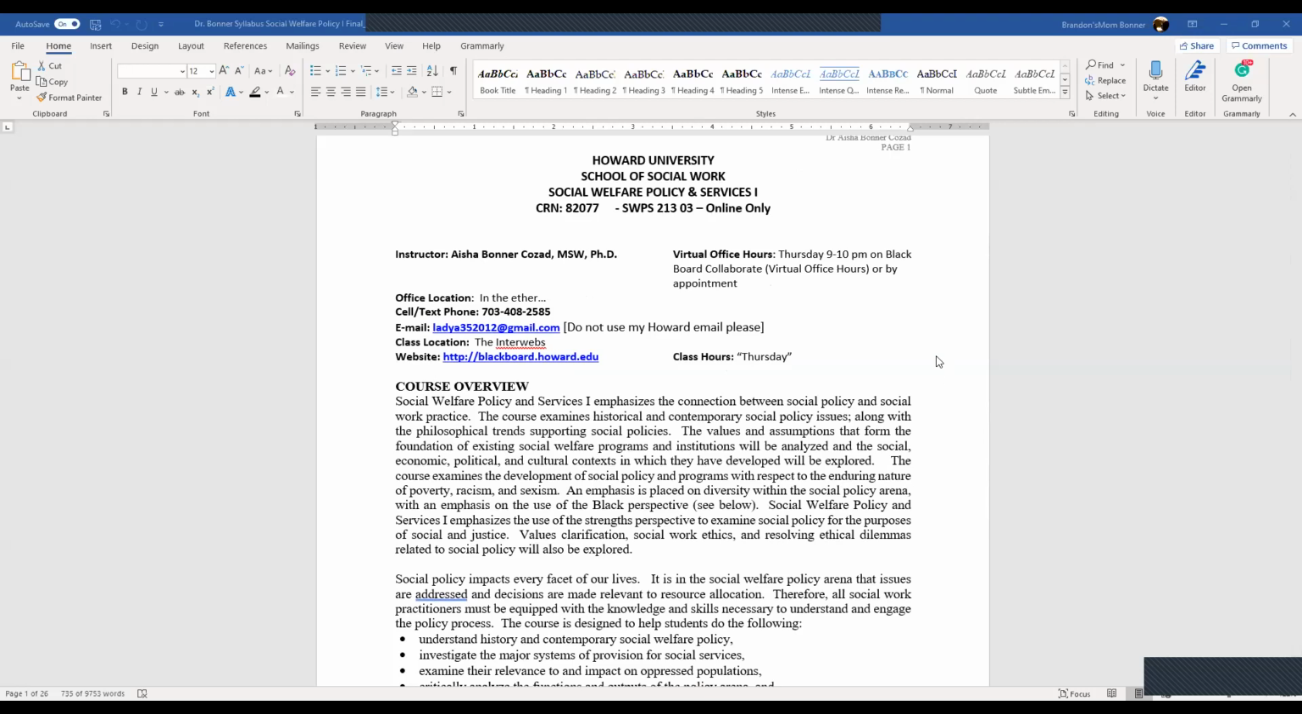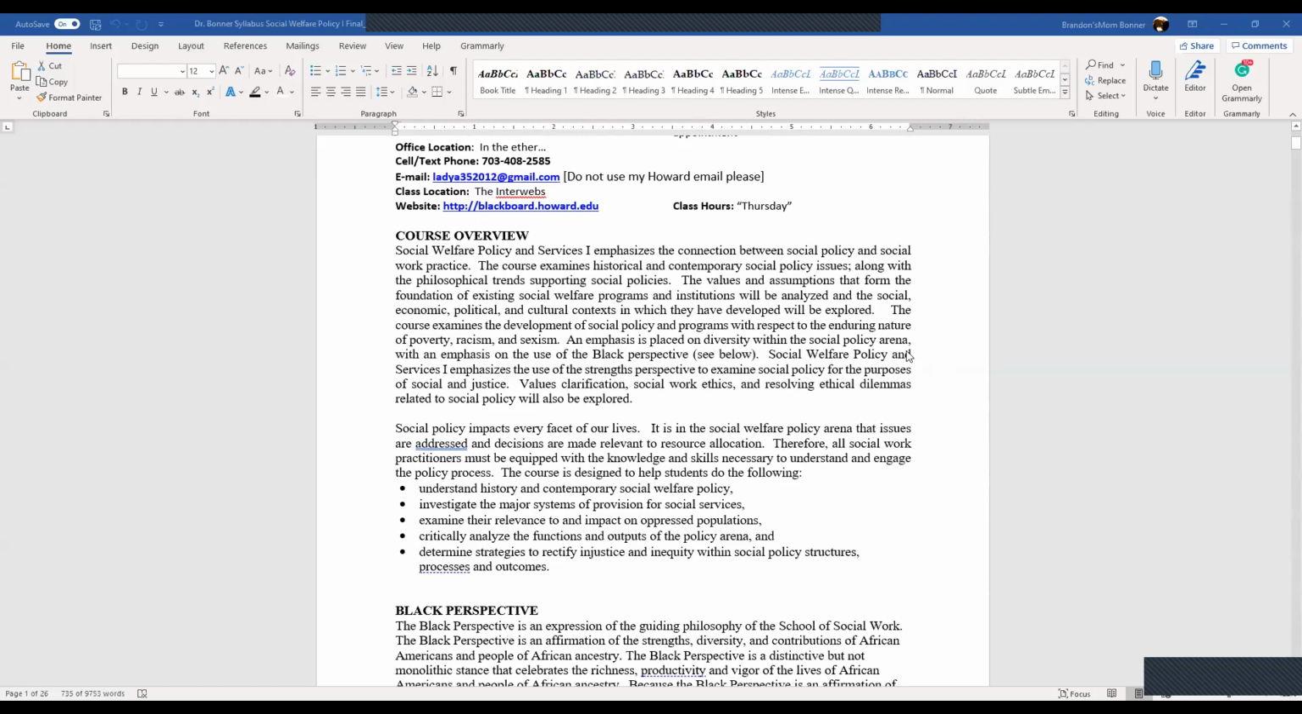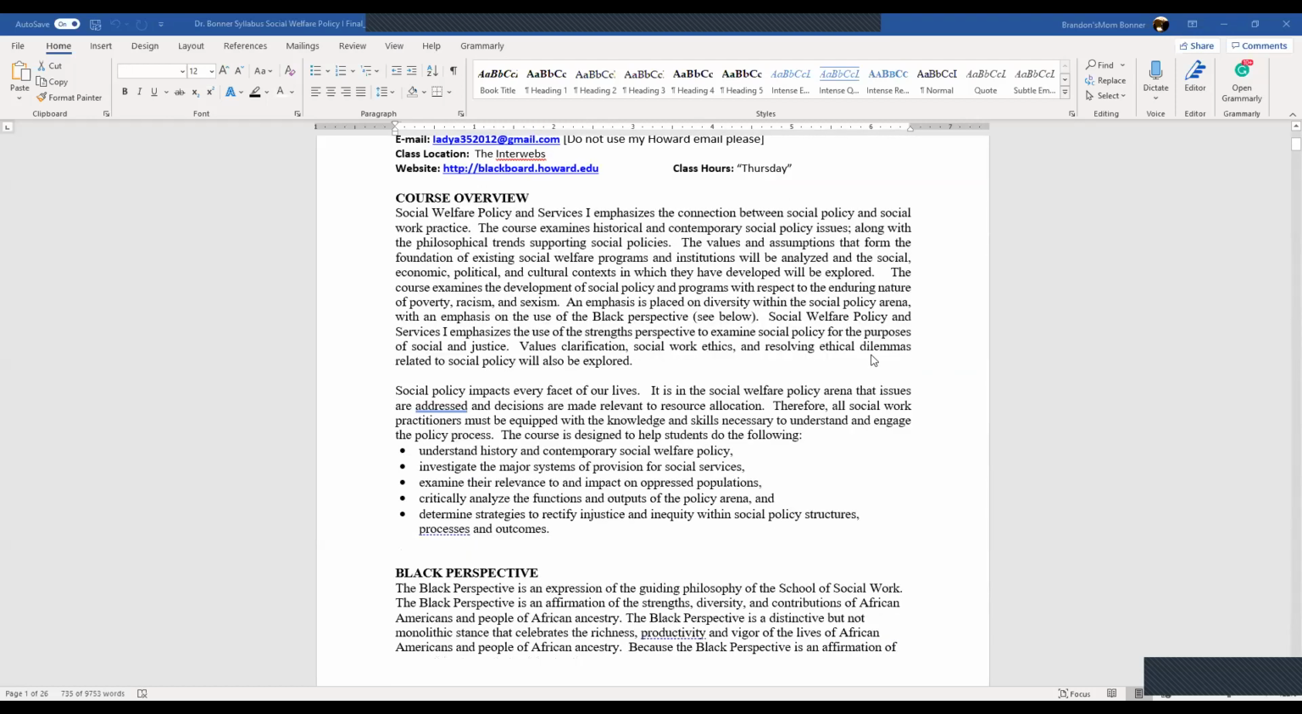So I'm not going to read all 26 of these pages, but I do expect you to read it. The course overview: this is a first level course on social welfare and policy, and really critical for social workers. You have to understand our history, what we've done, and where we're going. And this class is the first step along that path.